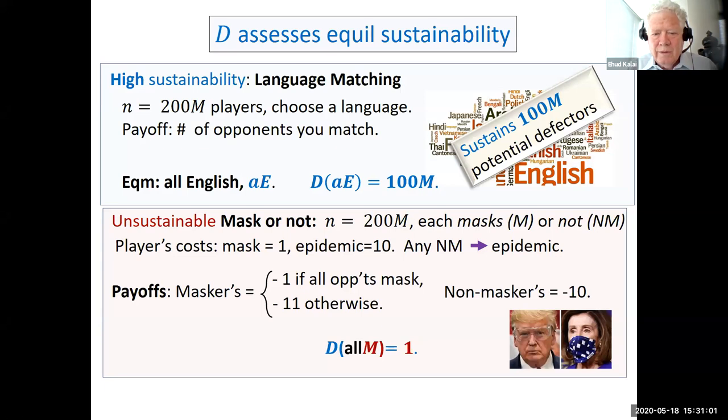If you don't mask, you'll bring about an epidemic, your payoff will be minus 10. You will not pay the cost of getting a mask. If you do mask, your payoff will be minus 1 if all your opponents mask, because then everybody masks and you just pay the cost of getting the mask. But if some of your opponents do not mask and you mask, then your payoff is minus 11. You will have to live through the epidemic and you'll have the cost of masking. Is the game clear?